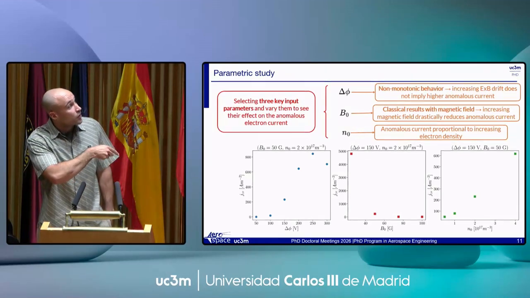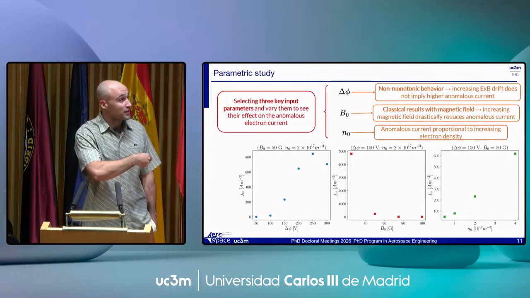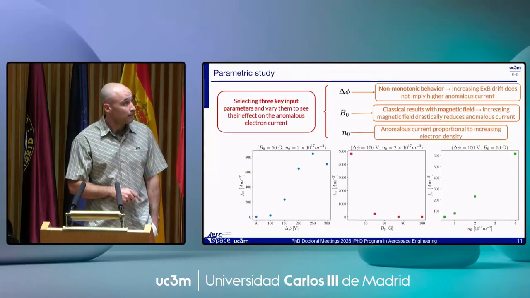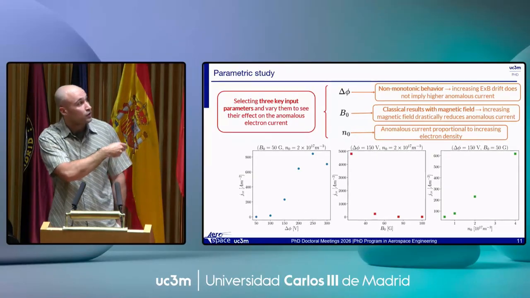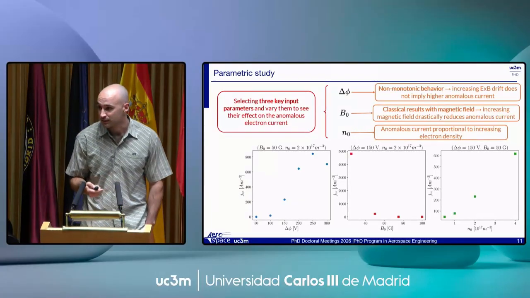And finally, your anomalous electron current is proportional to the increase in electron density, so basically up to 4 times 10 to the 7 per cubic meter of electrons, you see that the anomalous electron current starts to increase.